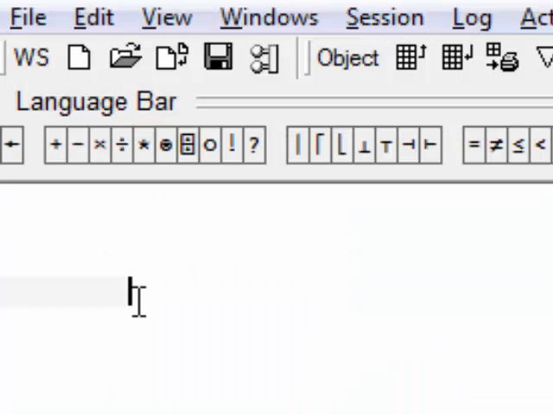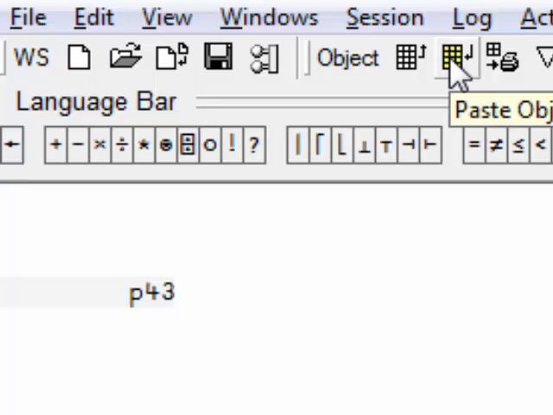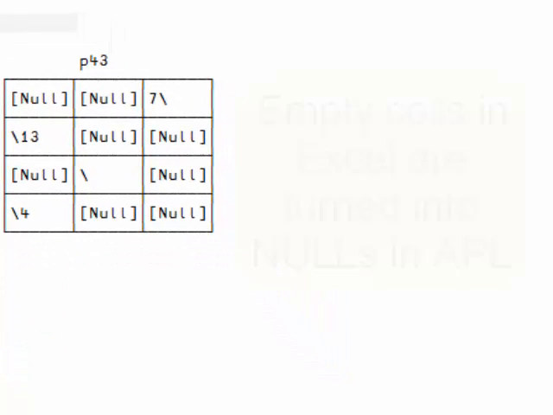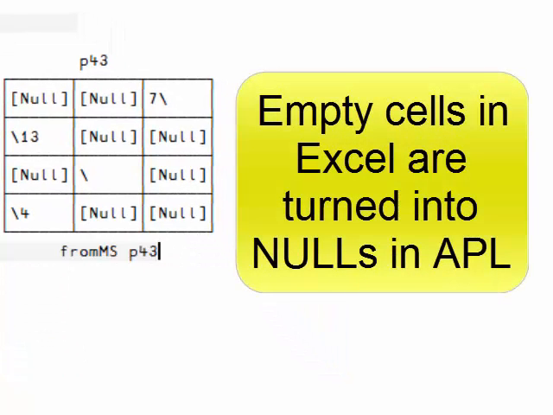Let's create a variable called P43, for puzzle 4 lines, 3 columns, and paste into it the contents from Excel. Let's have a look at it. Okay. With boxing on, we can see the cells better. Now let's have a look at the result of fromMS.